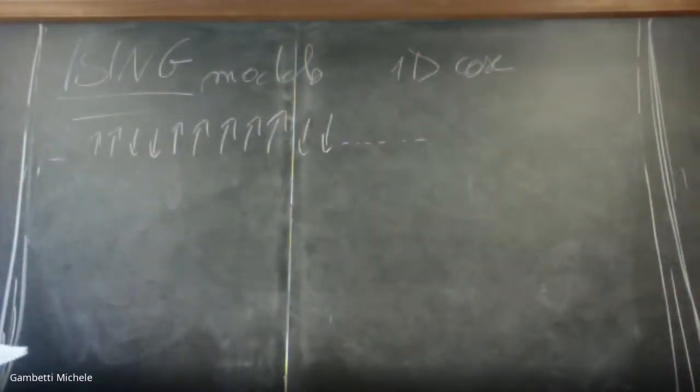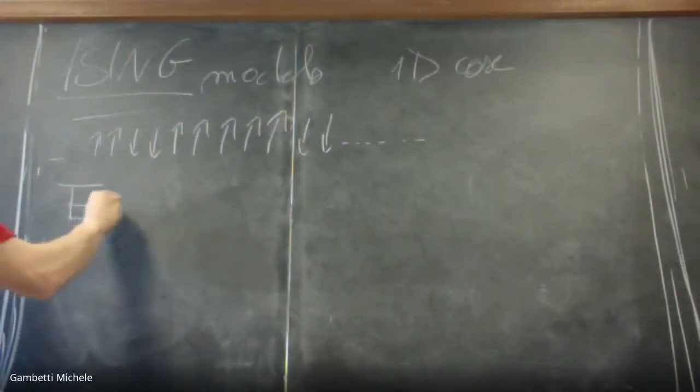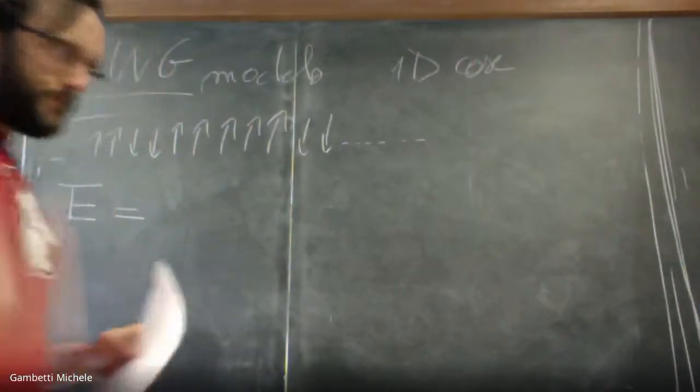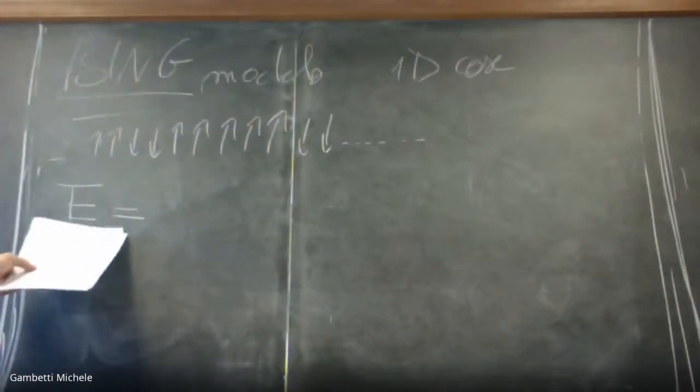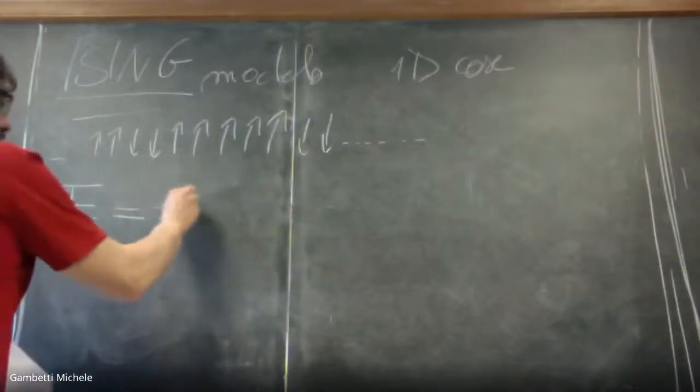Now, what is the Hamiltonian of this model? Let me write already the eigenvalue, in the sense that it's the eigenvalue of the Hamiltonian once I project over the spin, and it will be something like that.